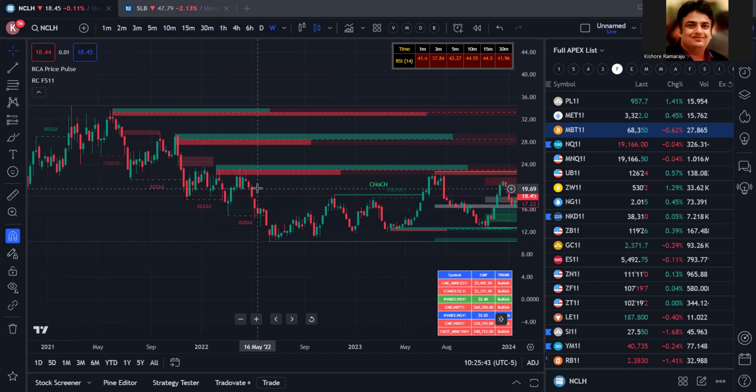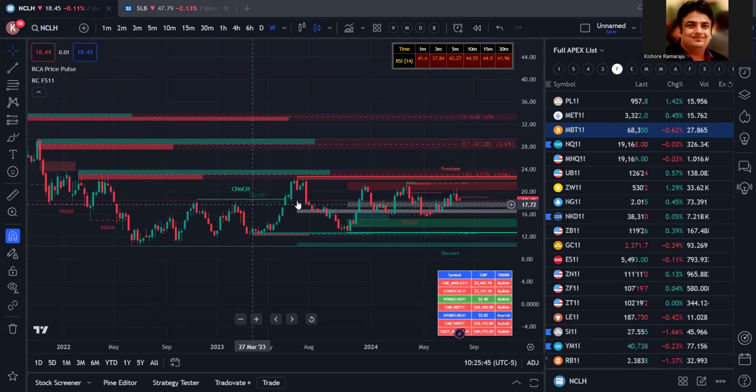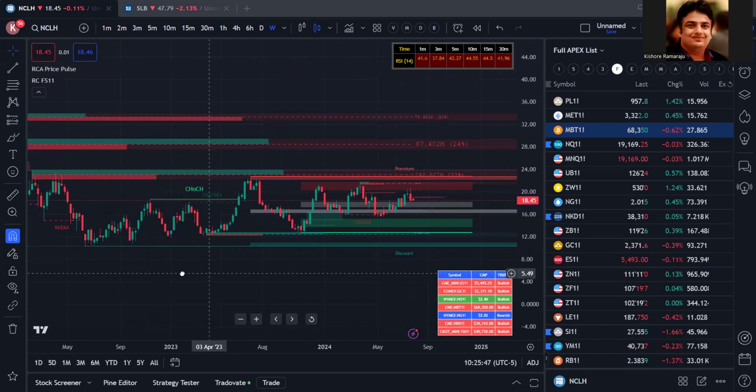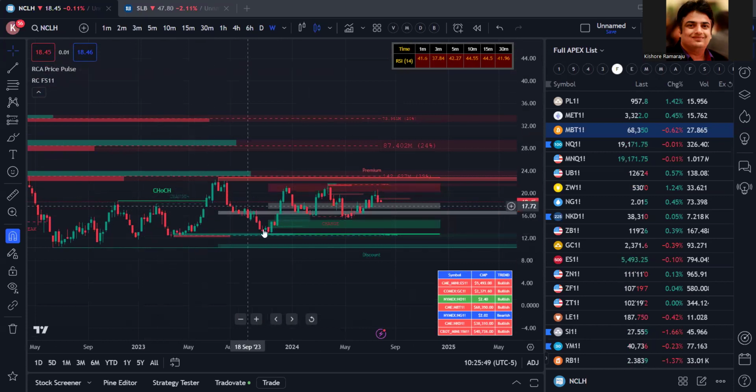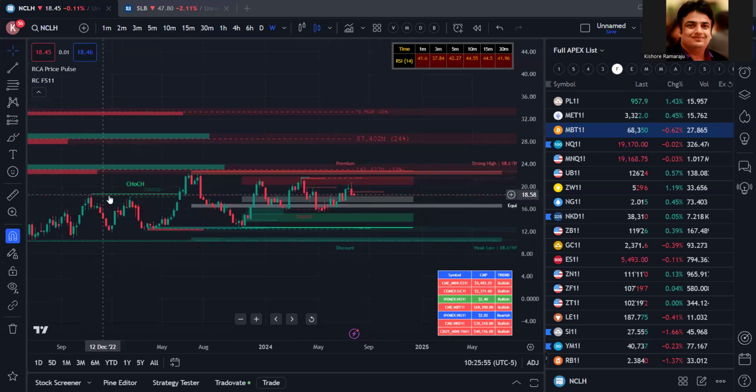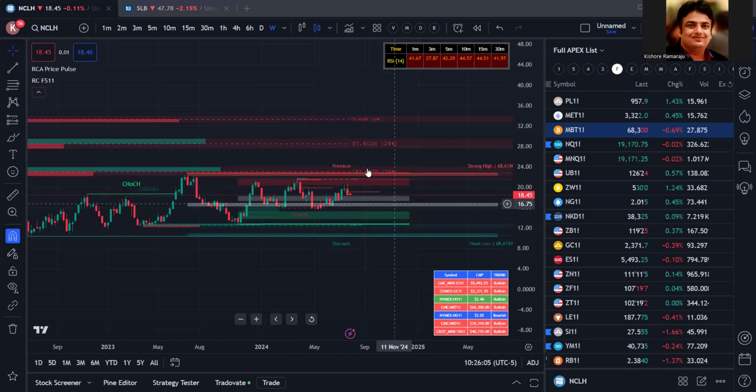from $36. It came to $18, and then it has been in a squeeze, in a consolidation, for a long time. So once the stock stays in consolidation for a long time, then whenever that consolidation gets completed, suddenly it will make a huge move. So there is a high possibility for NCLH to make a 10-20% move in the next 1 to 2 weeks.